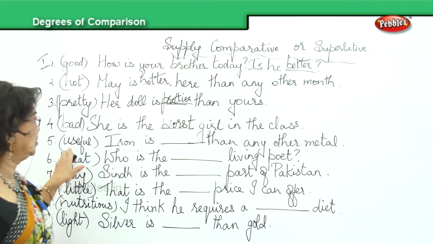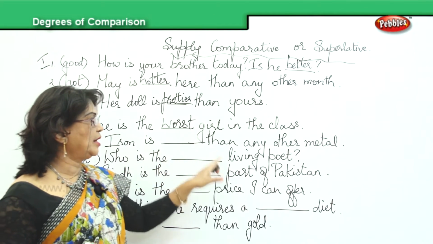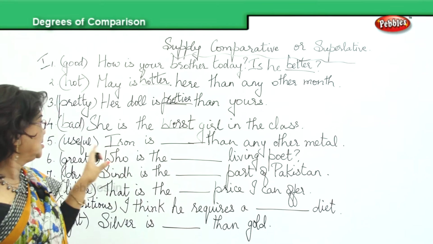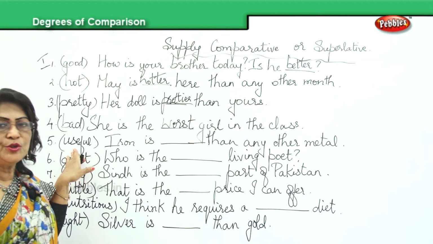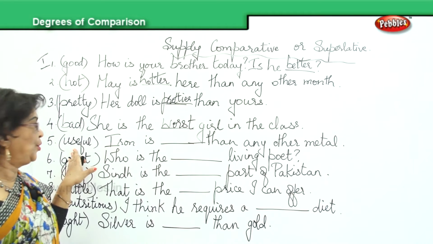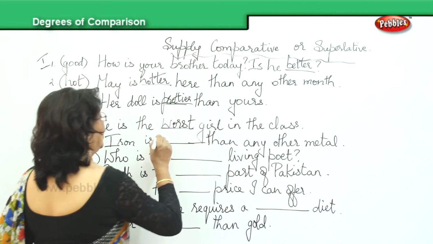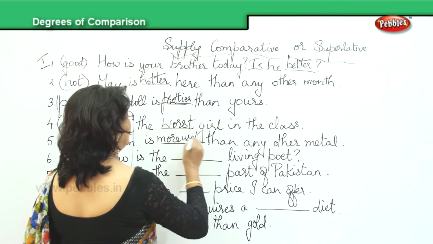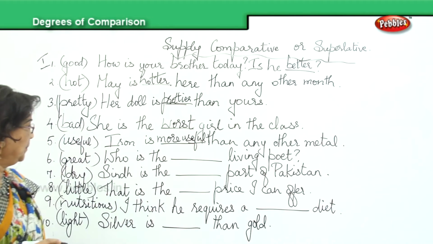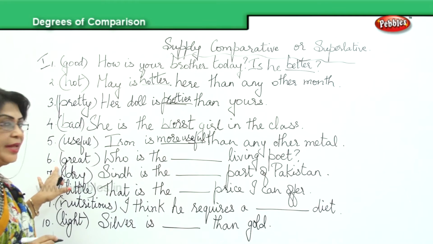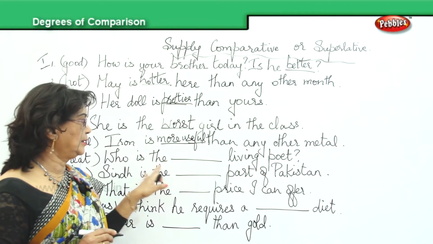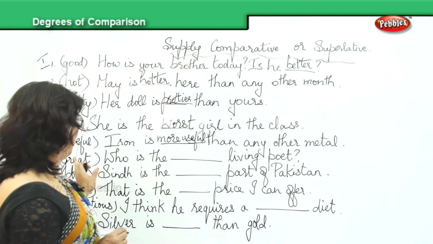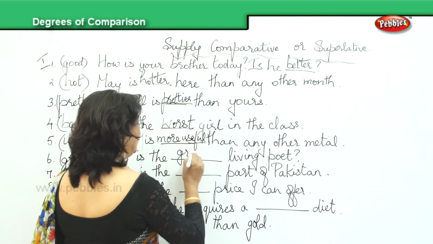Next one, useful. Iron is dash than any other metal. Now comparing iron to other metals. So what will you write for useful? Usefuler or usefulest? Is that right? No. More useful. It follows the irregular comparison. More useful than any other metal. Next, great. Who is the dash living poet? The. So you can use the superlative degree. Who is the greatest living poet?